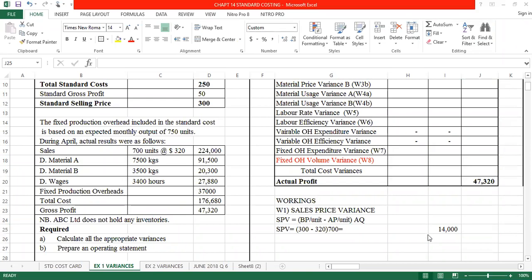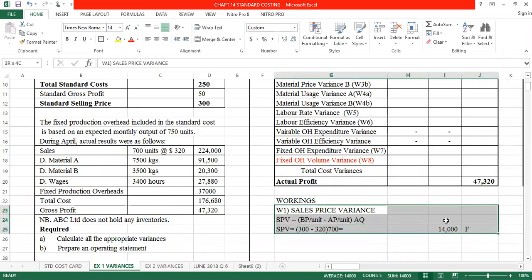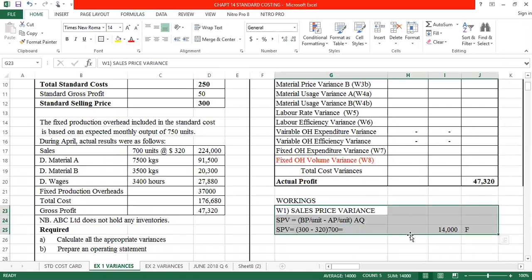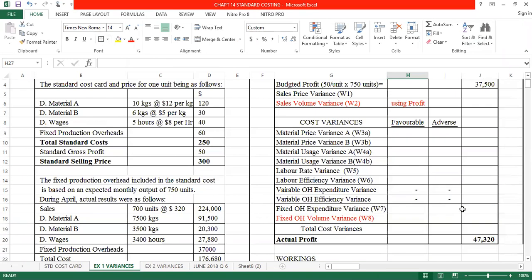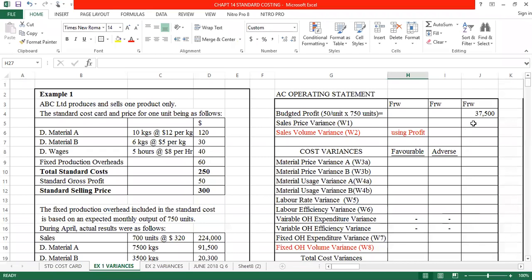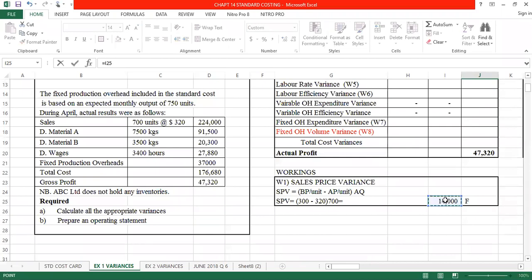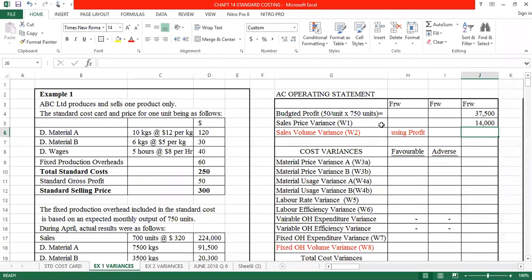So it is favorable. Thank you. So you come and write there F. If it is favorable, you write F. Which variance is that? Sales price variance. So I'll come and post it there. Sales price variance, working one. Sales price variance is 14,000 F. So if it is F, what do you do? You add. Why do you add? Because it is F.